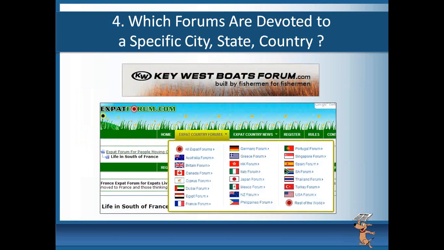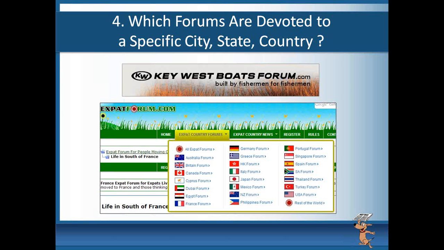Number four, which discussion forums are devoted to a specific city, state, or country that you are writing about in your book? Just for the heck of it, I went online and Googled Key West discussion forum. I just chose Key West because I love to visit Key West. And look what I found. KeyWestBoatsForum.com, built by fishermen for fishermen. So if you've written a book about fishermen who fish in Key West, guess where you're going to go answering their questions and chatting with them. This would be perfect for you. Again, a super narrow niche. This is where you find readers.